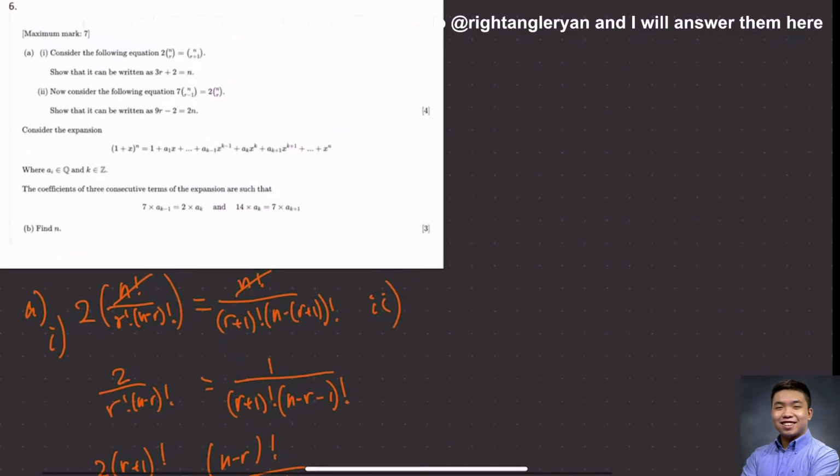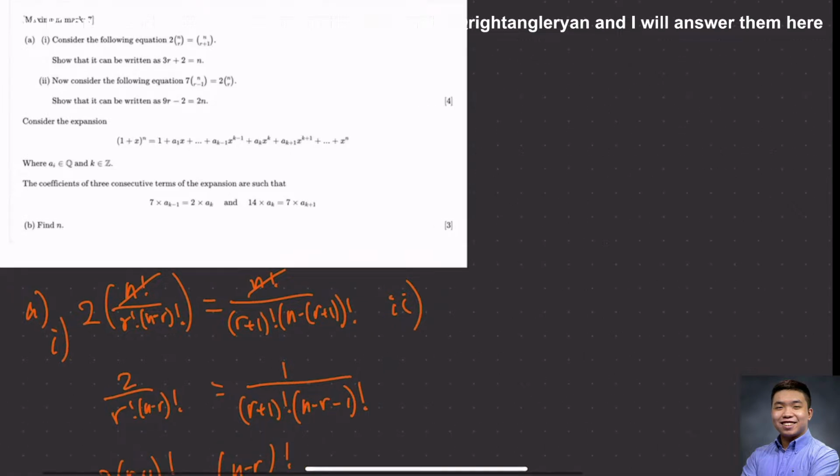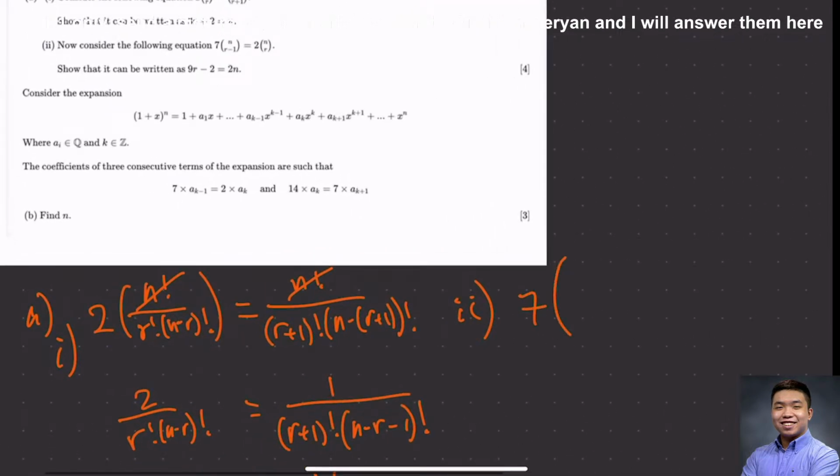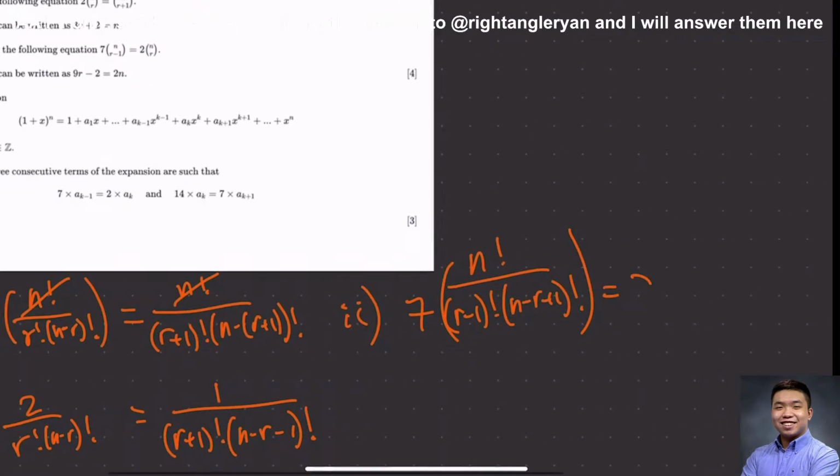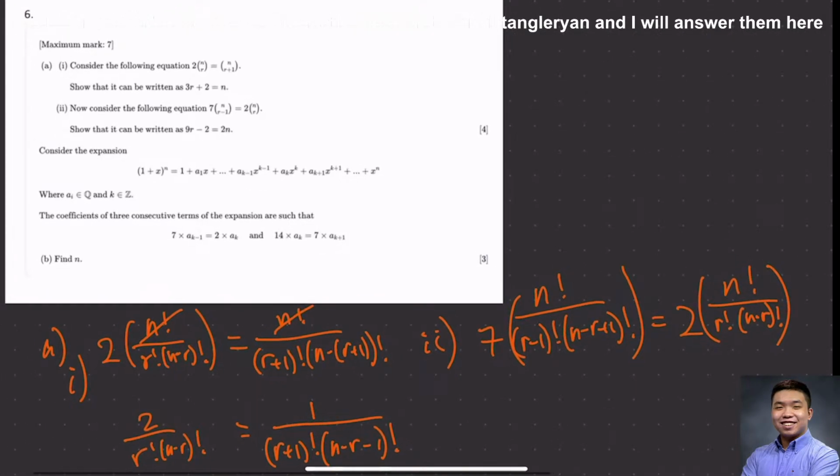A2, now consider the following equation; show that it can be written as 9r. Okay, so again, it's basically the same thing. So we would have 7, and then we have to use the choosing formula. And then it will be r minus 1 factorial, and then n minus r minus 1, so n minus r plus 1 factorial. And that's equals to 2 times n factorial over r factorial, and then n minus r factorial, right? Now, this question is saying, show that.